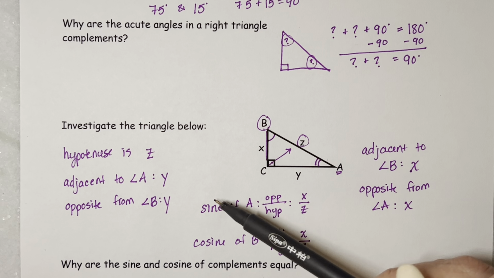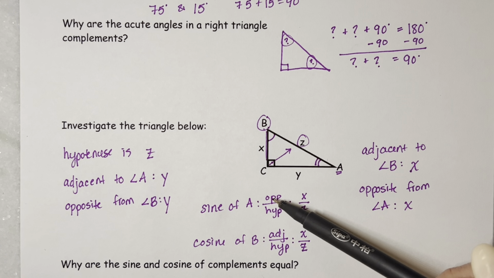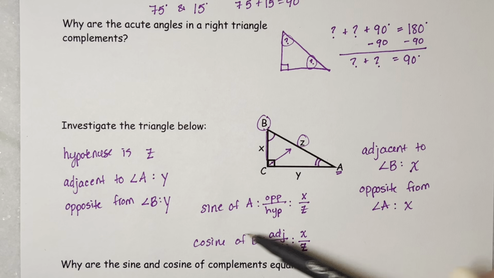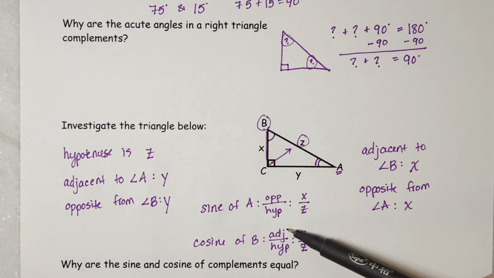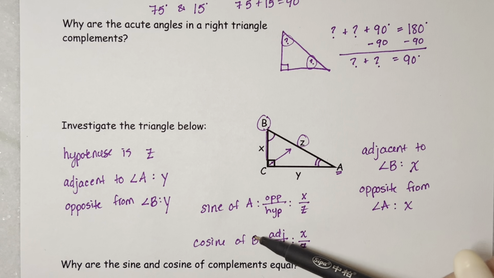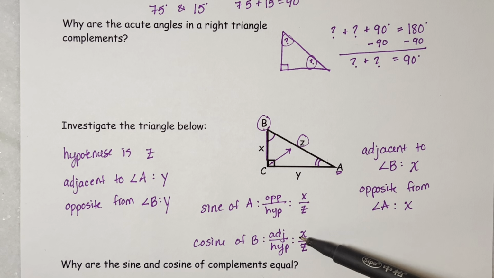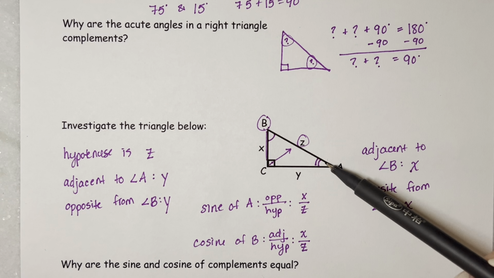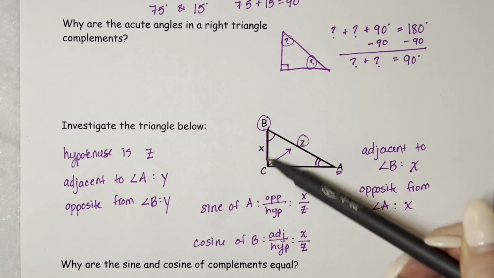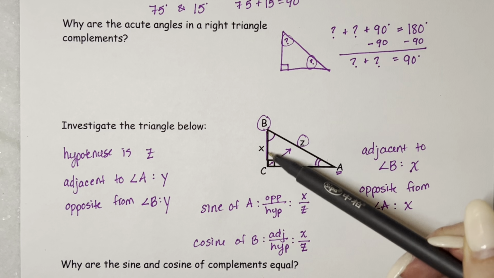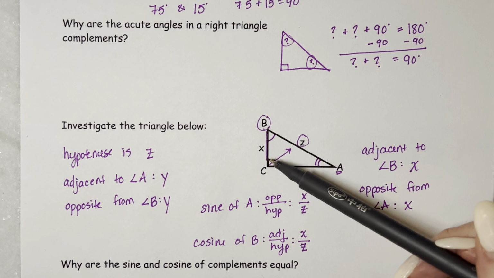When we're talking about sine, the numerator is the opposite side. But when we're talking about cosine, the numerator is the adjacent side. But by switching the angles, we actually ended up with the same side, because the side that is opposite from A, which is X, is the same side that is adjacent to B.